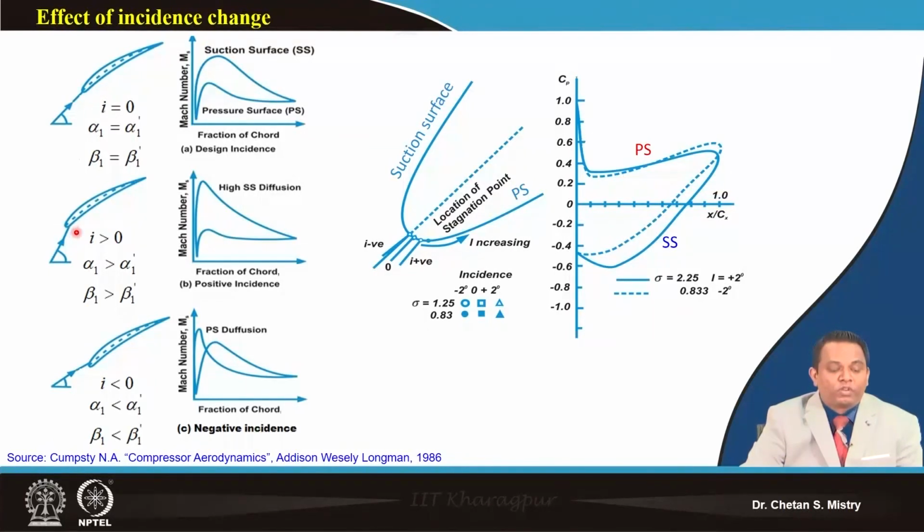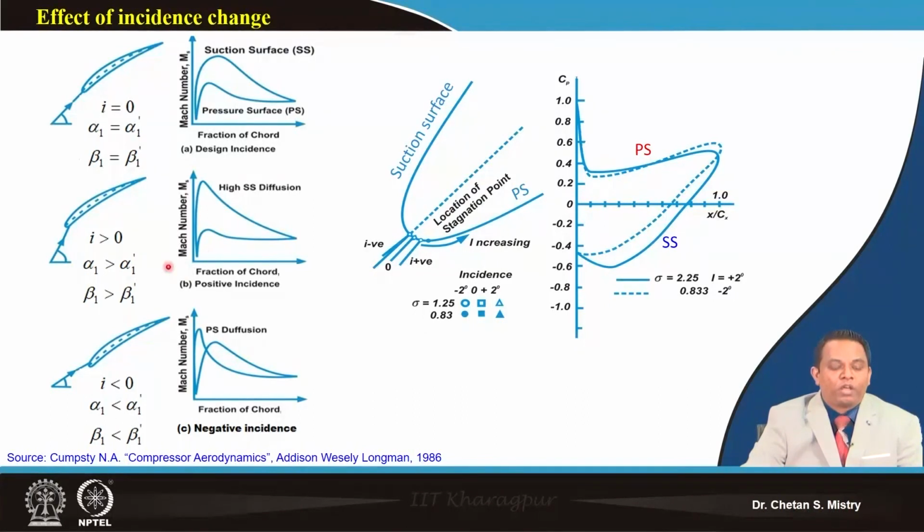If this is your case, we are having a great deal of acceleration on the suction surface up to 10 to 15% of chord. So here we are having great acceleration. And on the later part, we will be having the diffusion. Okay, so it says high suction surface diffusion is happening on my suction surface.